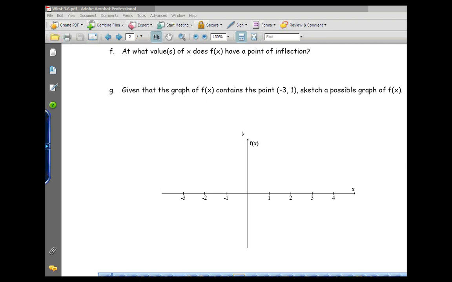All right, f. At what values of x does f of x have a point of inflection? I want you to think about this. Think about what has to happen for a point of inflection and what the different derivatives mean, but you have to come back and justify it in terms of f prime. So don't call it out, think about it.